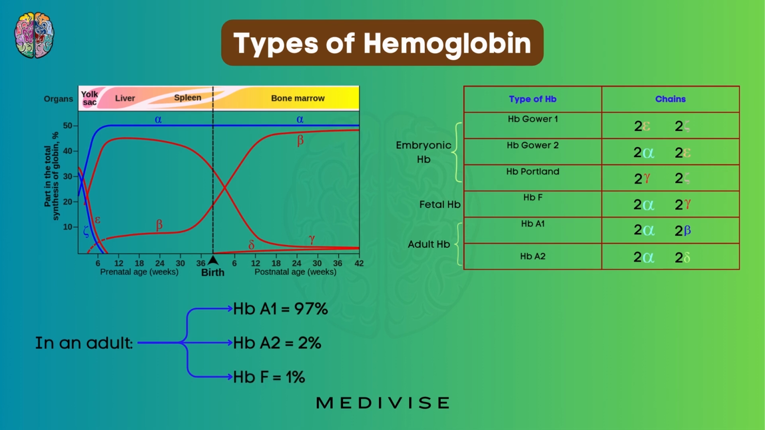Also, fetal hemoglobin is not exactly 0% in an adult, it is about 1%. You can see in the graph that the gamma chain, which contributes to fetal hemoglobin, is not exactly zero after birth. There is still some quantity left. So this makes the HbF. So this was all about the physiological hemoglobin.